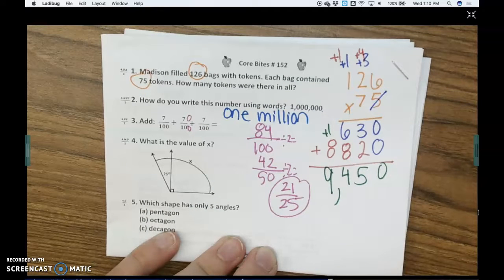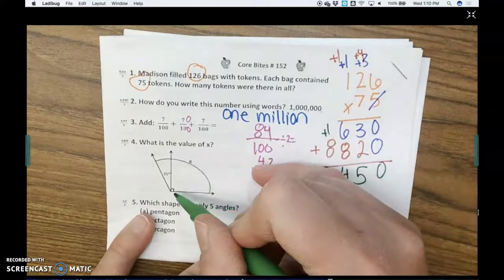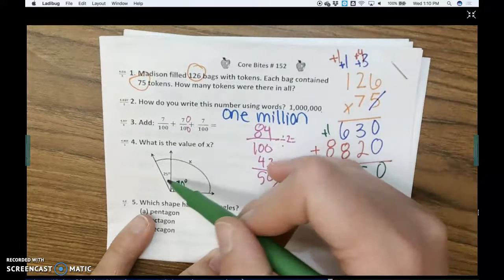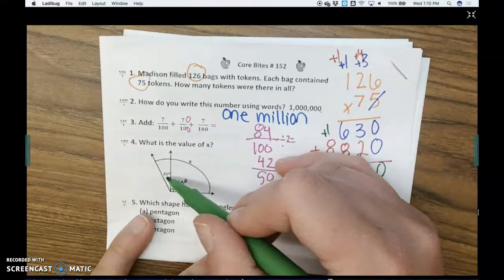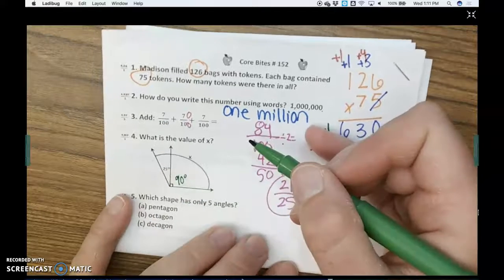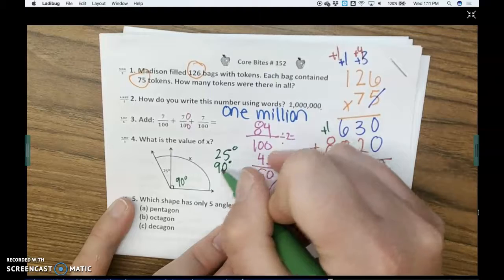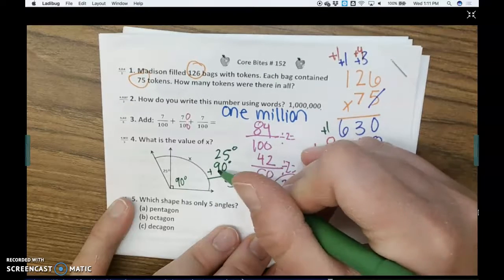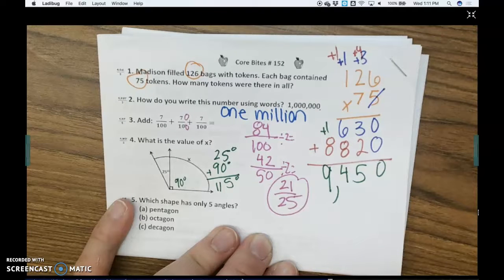For number 4, what is the value of x? So they've given you a clue right here. This little box, that cube right there, means that is 90 degrees. And of course, this acute angle right here is 25 degrees. And they want to know what that plus that is. So all you do is you say, okay, 25 degrees plus 90 degrees. Add it together. So 5 plus 0 is 5. 9, 10, 11. So your total is 115 degrees.